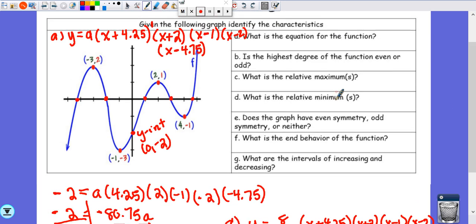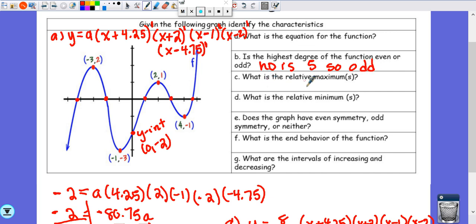And we went over last week how to get the equation, so you might have to go rewatch that video. Now it says, is the highest degree of the function even or odd? We get the highest degree by adding up the multiplicities. So 1, 2, 3, 4, 5. And so I'm going to use short terms. I'm going to call the highest degree HD is 5. So we're going to say not even, but odd. 5 is an odd number.